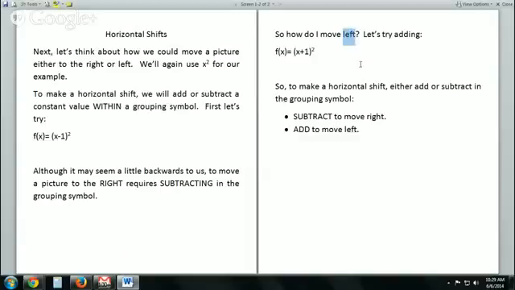So if you're going to make a horizontal shift, you either add or subtract within the grouping symbol. Want to move right? Subtract. Want to move to the left? Add within the grouping symbol.